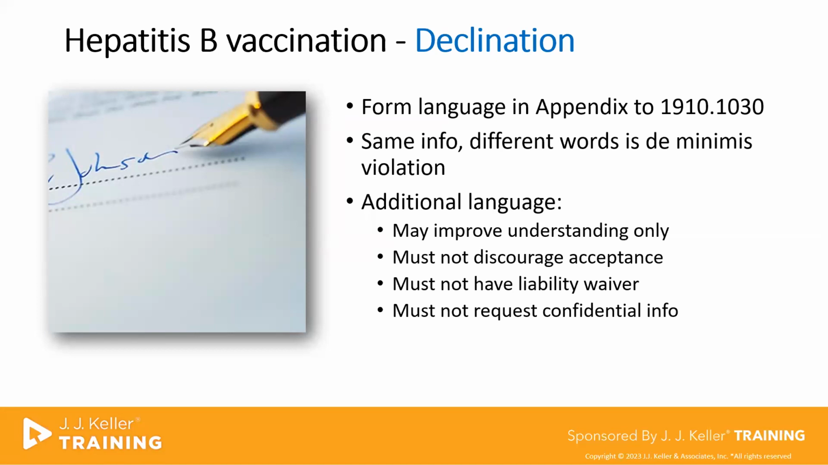A worker who signs the declination form may still request the vaccine at a later date, and you would have to provide it if the worker still has occupational exposure.